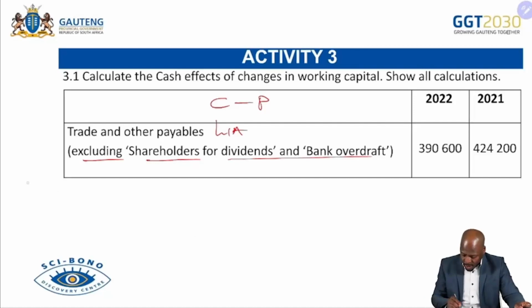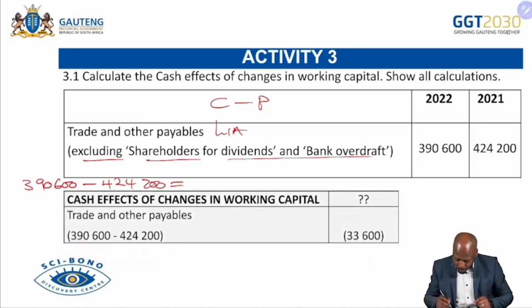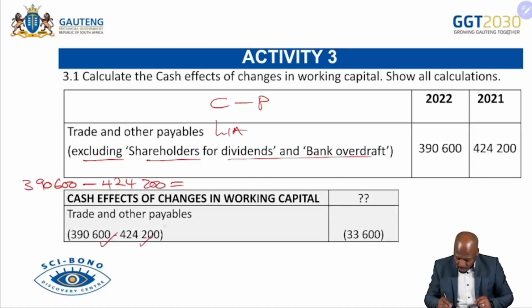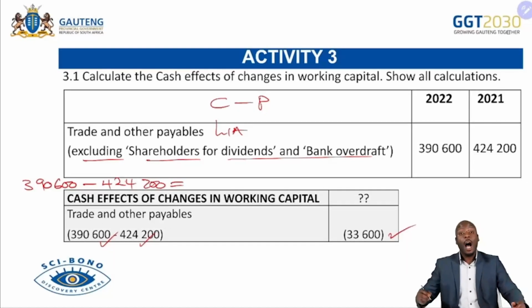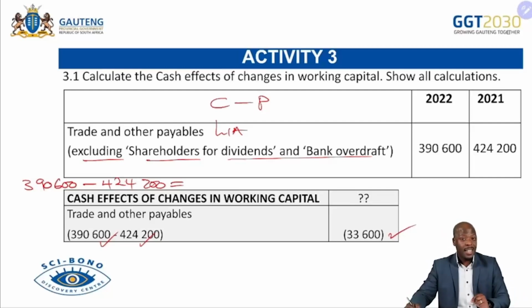What is the current? 390,600 minus 424,200. Whatever sign your calculator gives you, that becomes your answer. Let's see what is going to happen here. All right? Then minus the 424,200, 33,600. Cash outflow. That is the answer. Dear learners, that concludes this particular question. Now, let us go now to the cash flow statement.